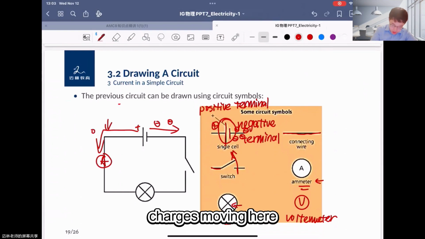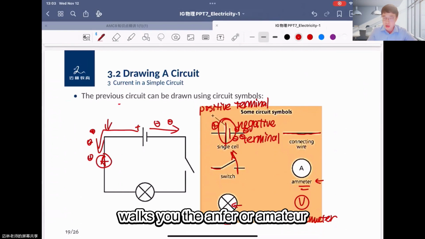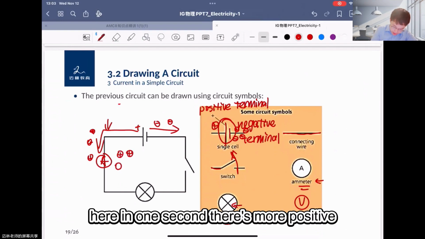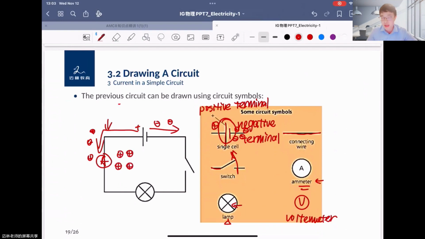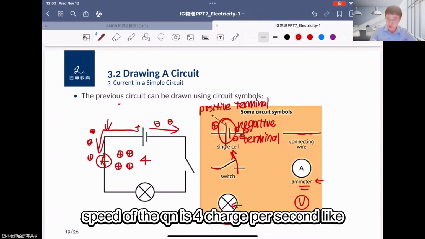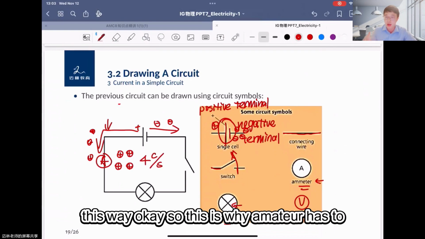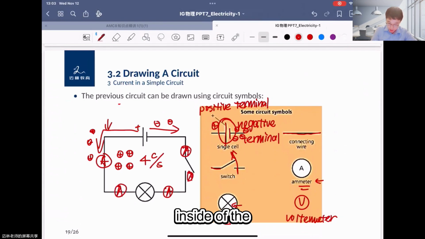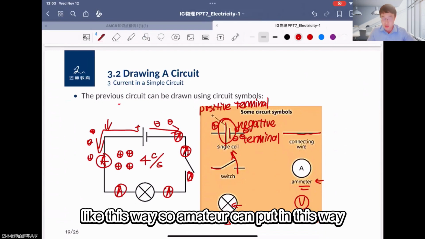If positive charge moves here and walks through the ammeter, and you find that in 1 second 4 positive charges move through, then we can say the speed of the current is 4 charges per second. This is why the ammeter has to be put inside the water stream, that is, inside the current. So the ammeter can be put in this way.